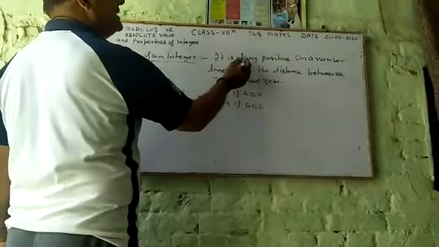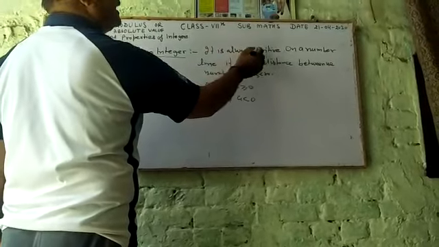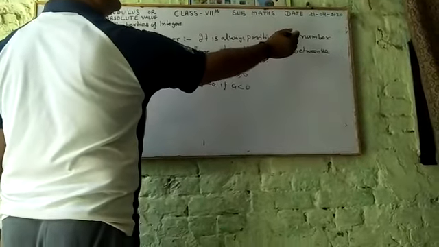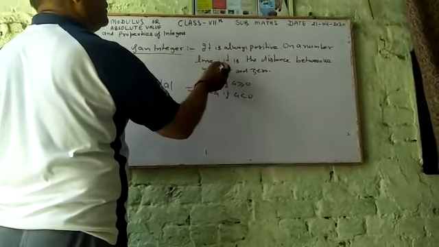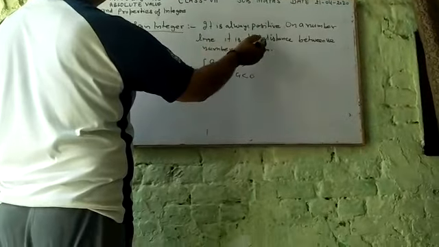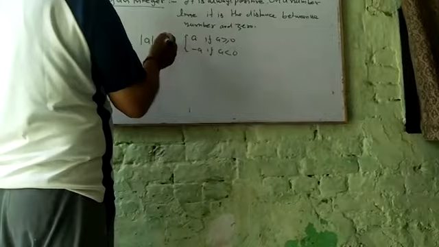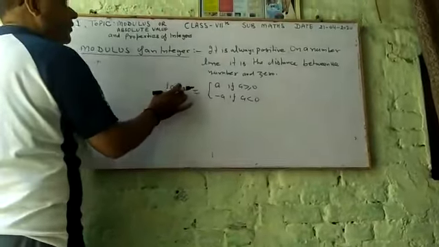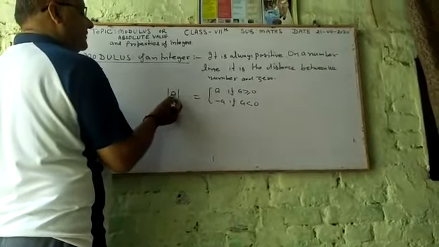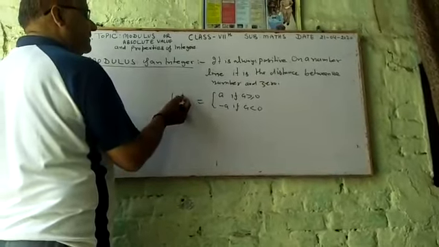It is always positive, or a number on a number line. It is the distance between the number and zero. Also write down here, mod or modulus value is represented by these two lines.